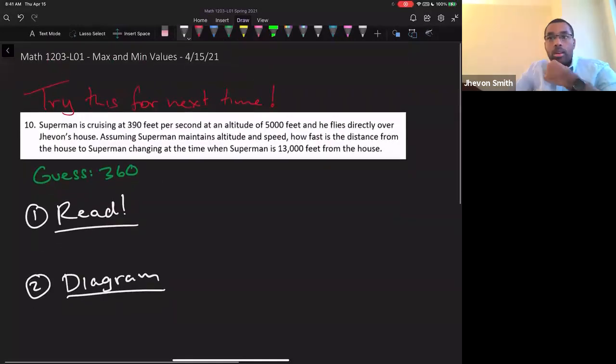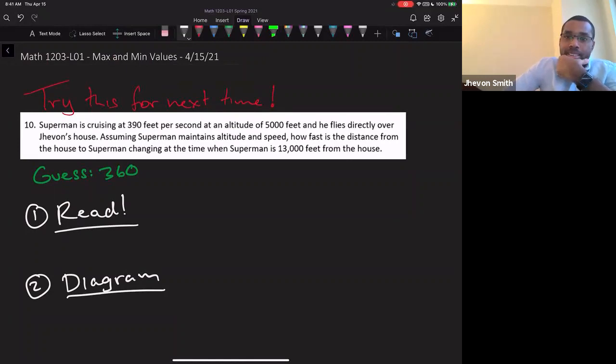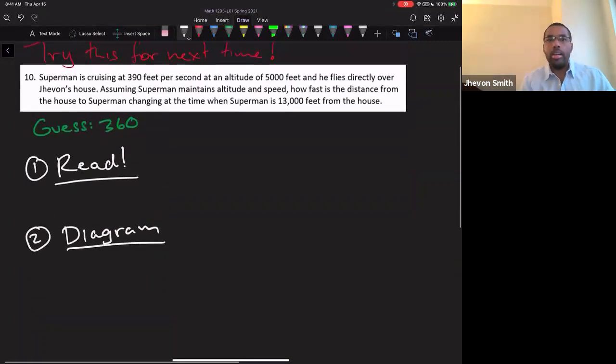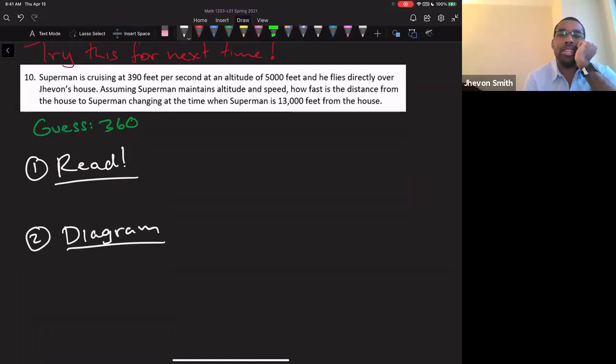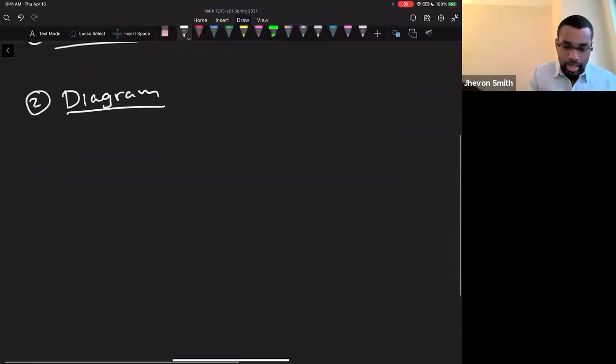Okay. So let's read. Superman is cruising at 390 feet per second at an altitude of 5,000 feet. He flies directly over Jhevon's house. Does it all the time, every Sunday. Assuming Superman's altitude and speed is maintained, how fast is the distance from the house to Superman changing when Superman is 13,000 feet from the house? Interesting.